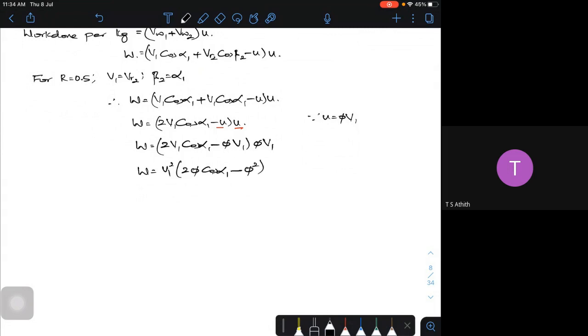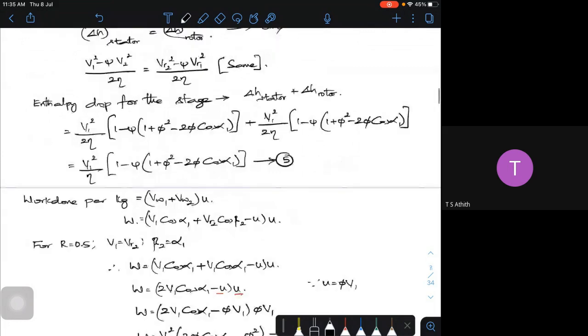So V1 square is coming out. I'm going to call this equation 6. One step I jumped, that's it. This is V1 square, not U1 square. Let me write it properly. This is V1 square I've taken out. So W is equal to V1 square into 2 phi cos alpha 1 minus phi square. So this is the expression for work done. And equation 5 is the expression for enthalpy drop for the stage, which consists of both rotor and stator, or nozzle and rotor. Now what is gross stage efficiency?